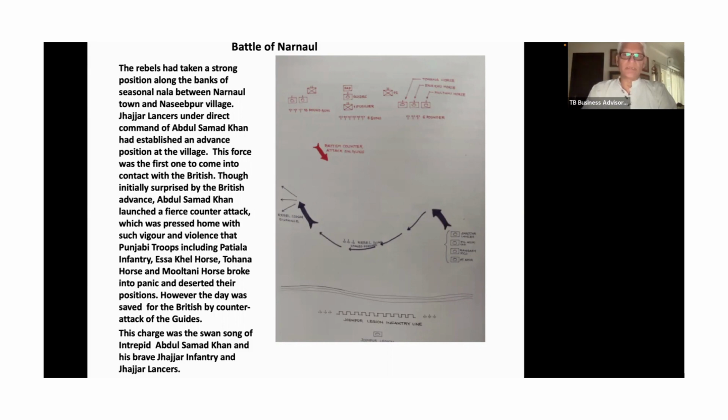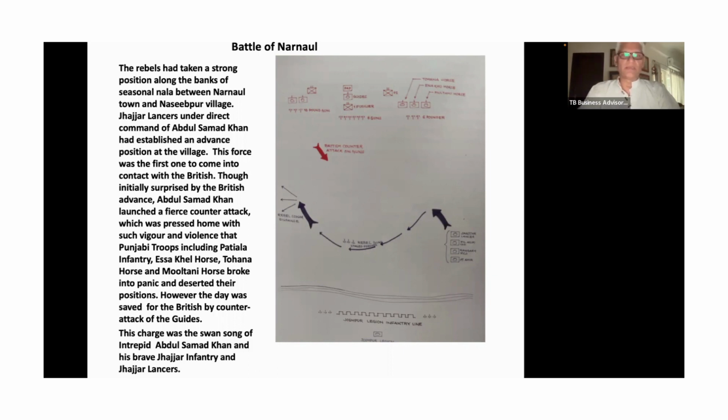However, General Gerard was an experienced military leader, and reading the battle correctly, he launched his reserves of guides and cavalry at the right time, who were able to thereby bring the Jhajjar Lancers, led by Samad Khan, between two British forces. And this led to subsequent loss of space for maneuver for Abdul Samad Khan's force, and they had to withdraw from here.